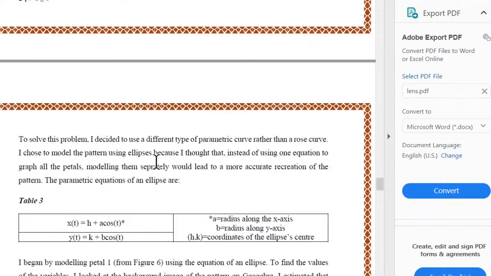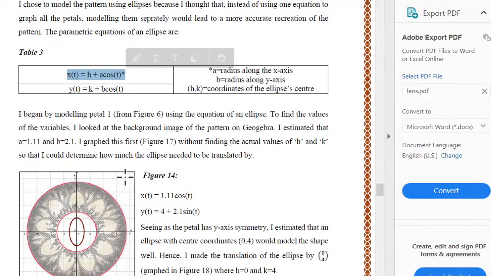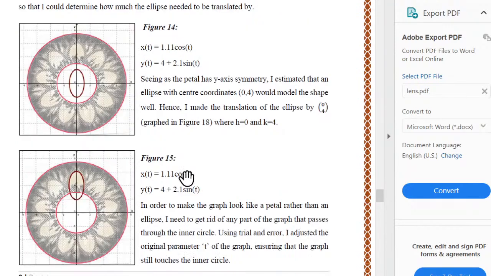I decided to use a different type of parametric curve rather than a rose curve. I chose to model the pattern using ellipses instead of using one equation, to lead to a more accurate recreation of the pattern. Okay, so begin modeling with petal 1 from figure 6 using the equation of an ellipse.